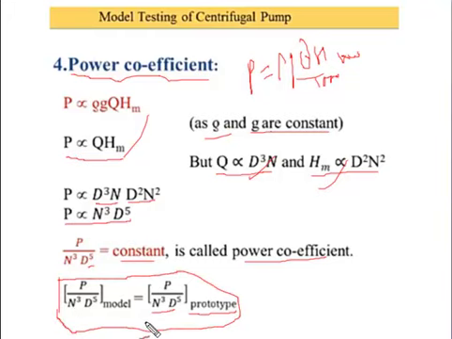In this, when we are going to calculate any one parameter, fixing all the other parameters, we take that parameter as variable, equate this equation, and finally we get the variable parameter. So this will be used for the testing of prototype model of a centrifugal pump.